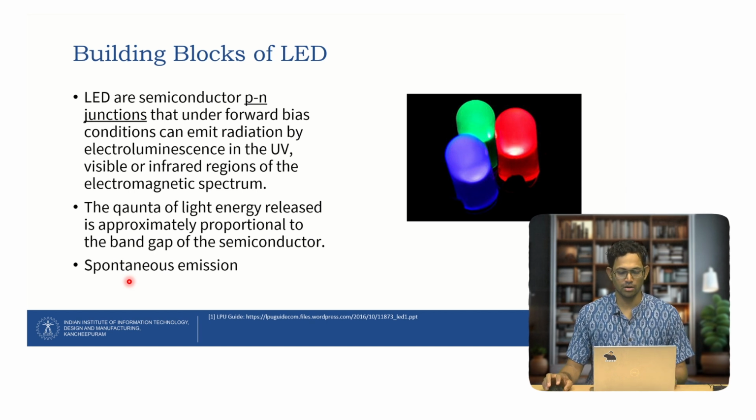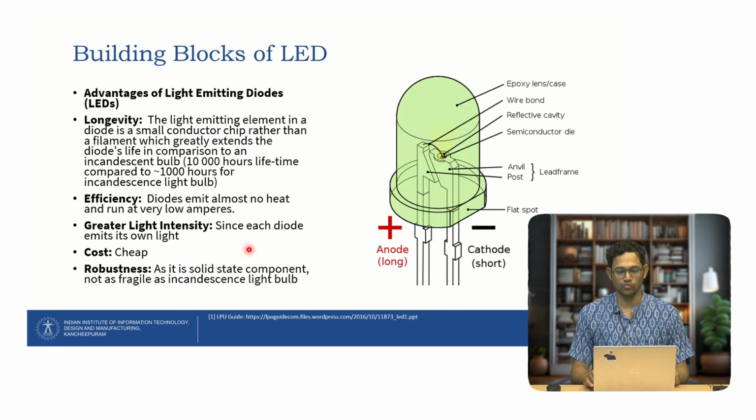Another part is that the amount of light, the quanta of light that is being generated, is proportional to the band gap of the semiconductor. So we'll learn about what we mean by the band gap and what the quanta of light is.